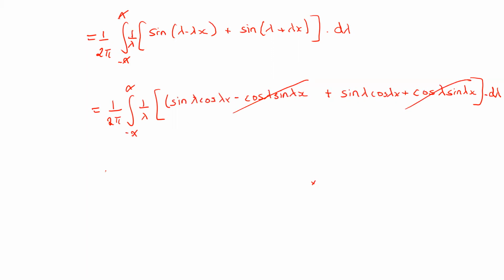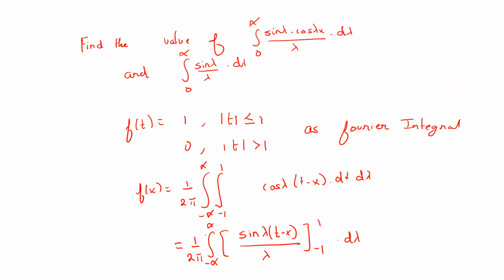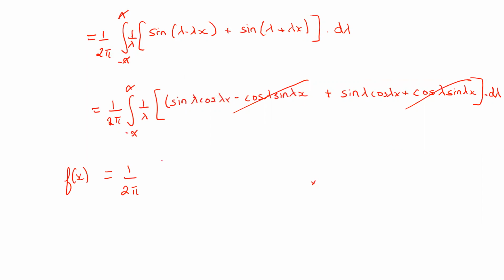So this integral just now becomes 1 by 2 pi. On the left hand side we have f of x. So 1 by 2 pi, minus infinity to infinity, 2 sine lambda cos lambda x, divided by lambda d lambda, since we have a lambda from here.